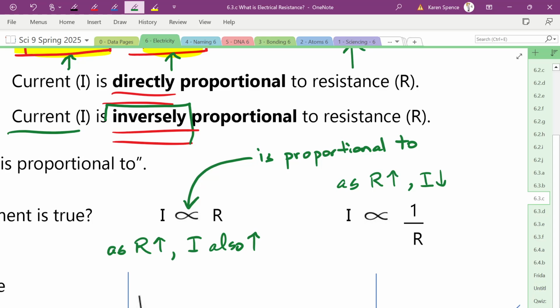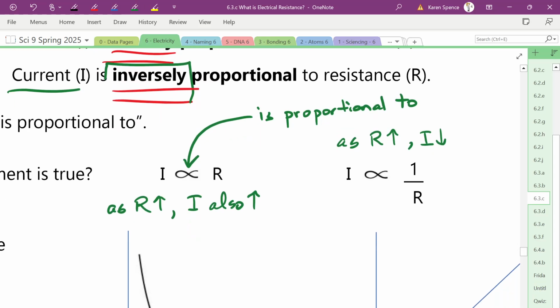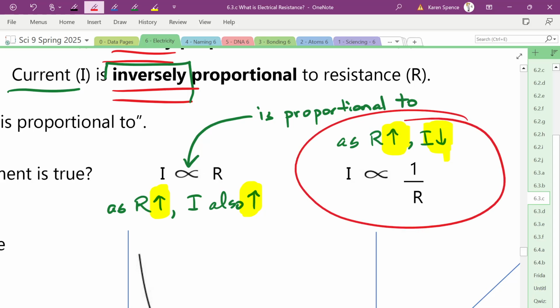Yeah. Super fun. Okay. Which one? Do they both increase the same, or does current go down as resistance increases? It is the second one. Okay.